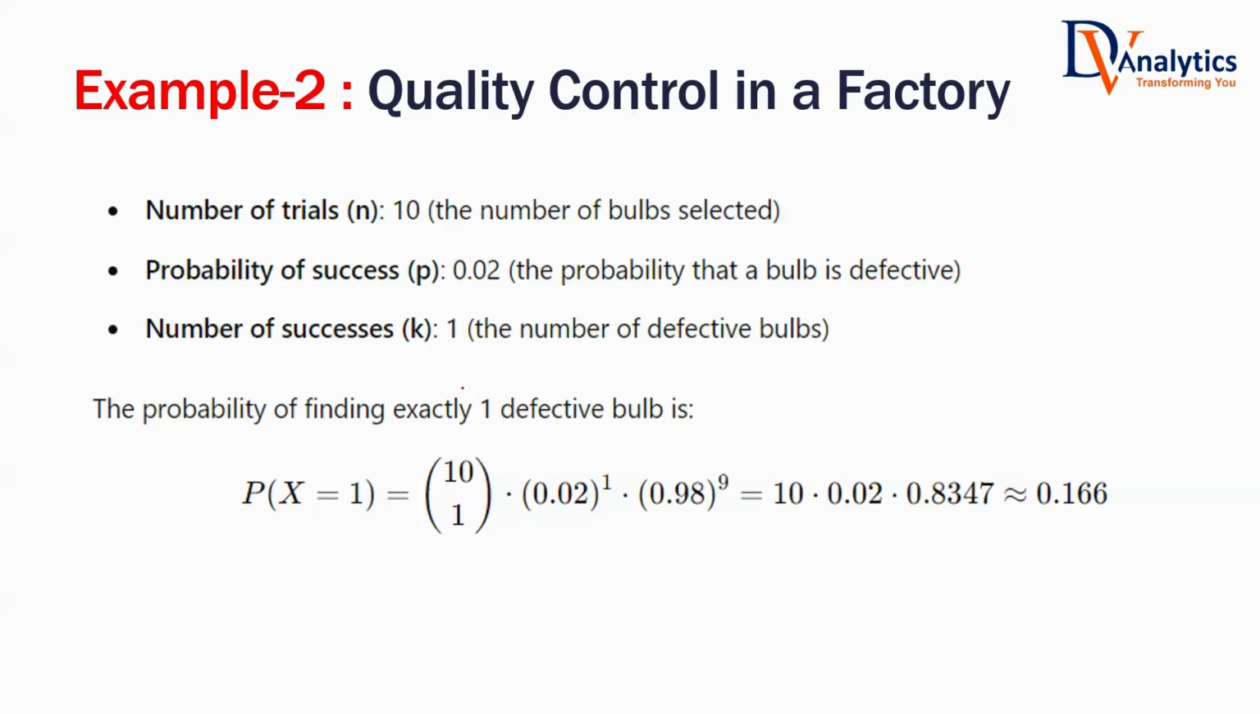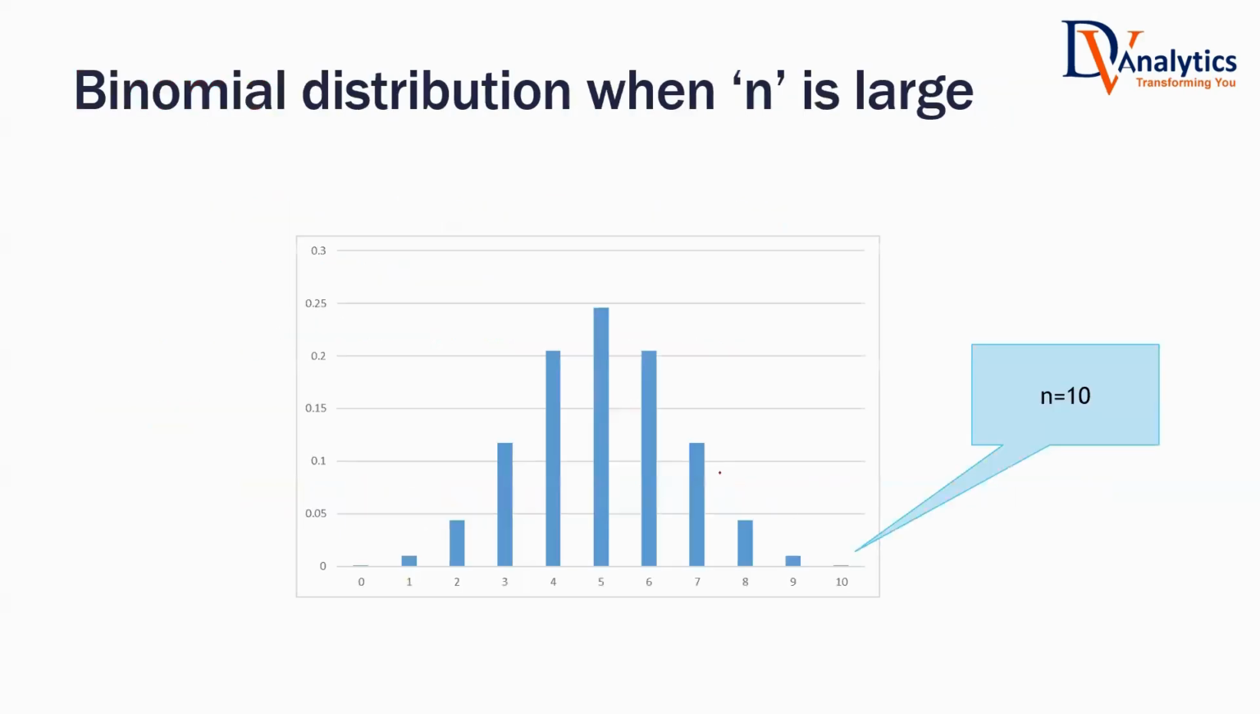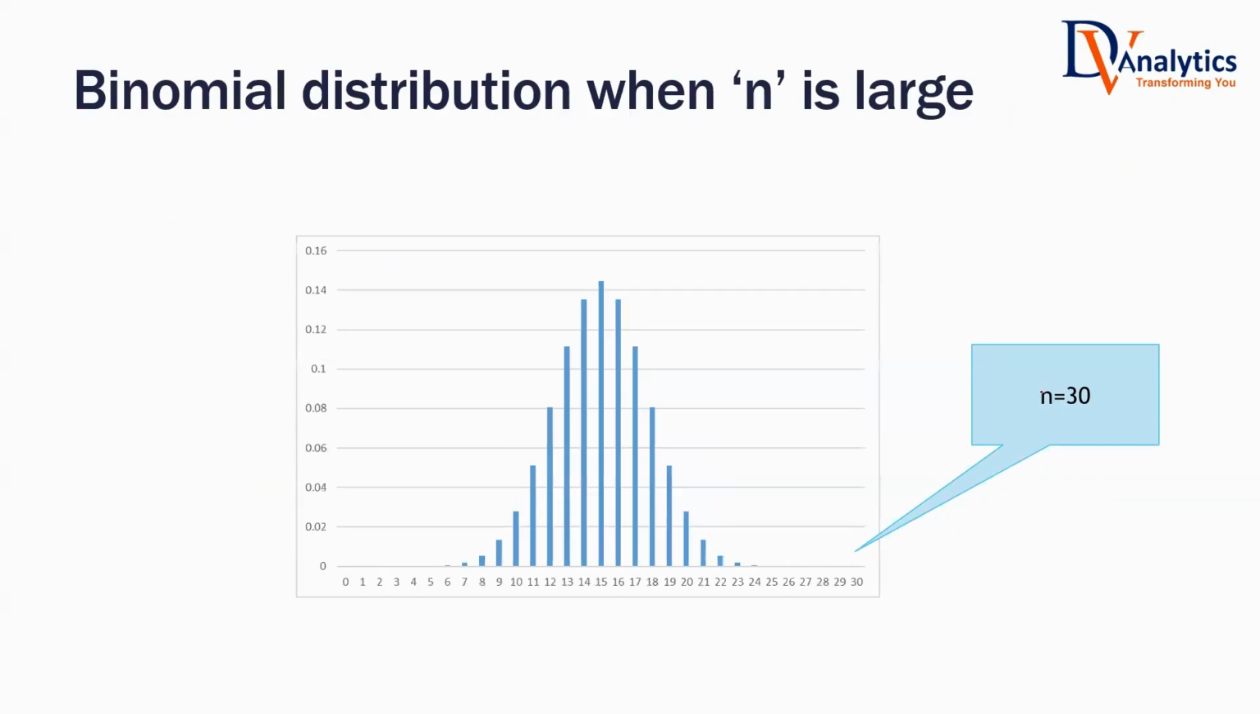If I increase the n, if I increase the number of trials, the same coin tossing example, if I take n equal to 10, the probability of getting 5 heads is most prominent. I can get 10 out of 10 heads, I may get 0 heads, but that probability will be less. If I repeat that experiment with 30 coins, probability of getting 15 heads will be maximum. 14 or 16 also I can get, but probability of getting 30 out of 30 heads is almost negligible. 0 heads is also negligible.